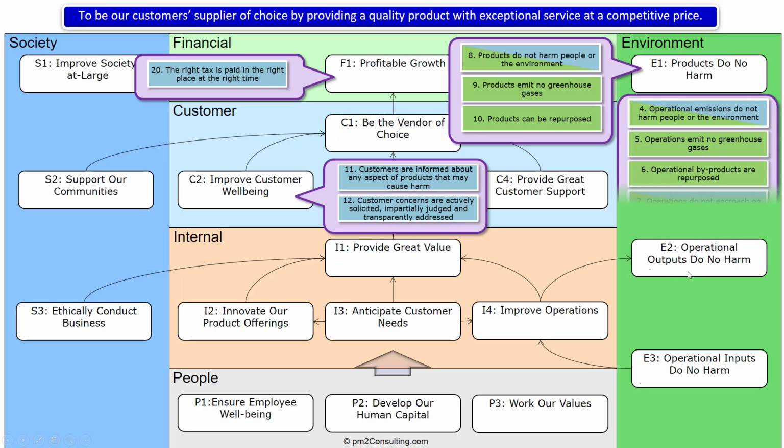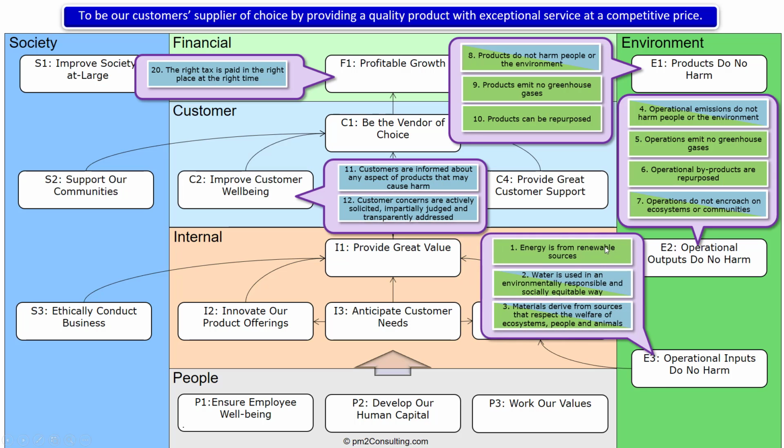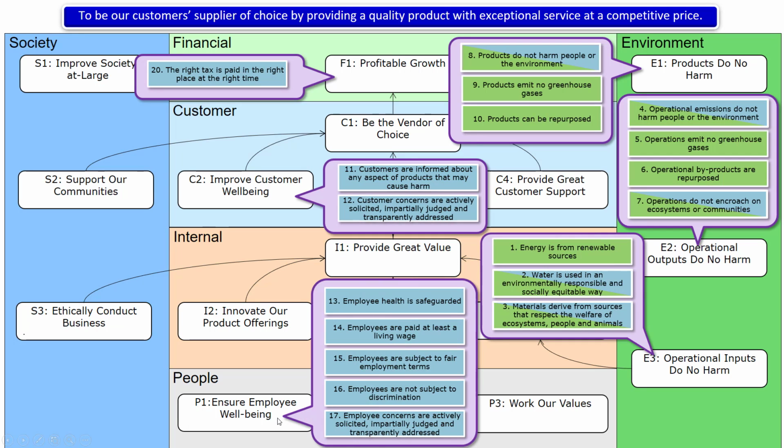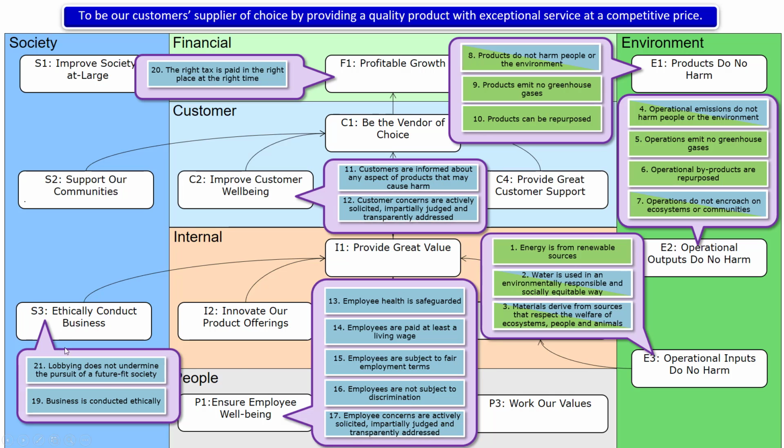So again, we can begin to map each of the 21 sustainability business goals into their strategy map. Around operation outputs do no harm, we're worried about emissions, operations and greenhouse gases, byproducts can be repurposed, and we don't encroach on ecosystems and communities. In terms of operational inputs do no harm, there are things like energy from renewable sources, water is used in an environmentally responsible and socially equitable way, materials derived from sources that respect the welfare of ecosystems, people, and animals. Around employee well-being, there are 5 objectives about health being safeguarded, paid fair terms of employment, no discrimination, and concerns are dealt with. Ethically conducted business really has 2 elements, that lobbying doesn't undermine the pursuit of a future fit society, and business is conducted ethically. And then finally, that we support our communities and in fact society at large.